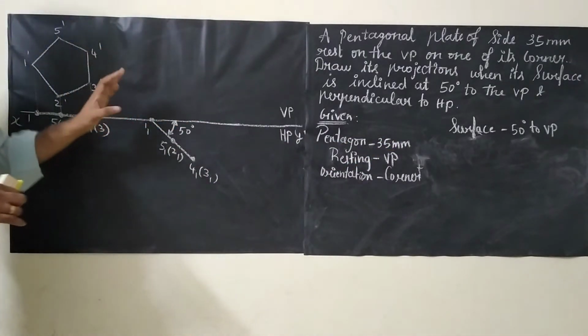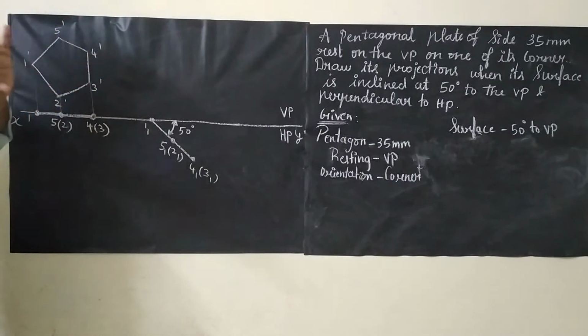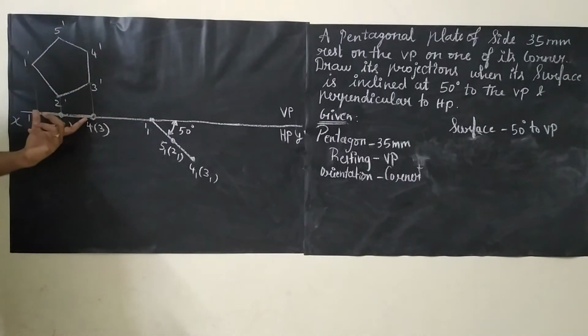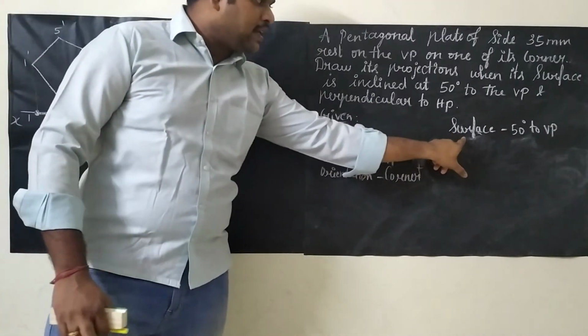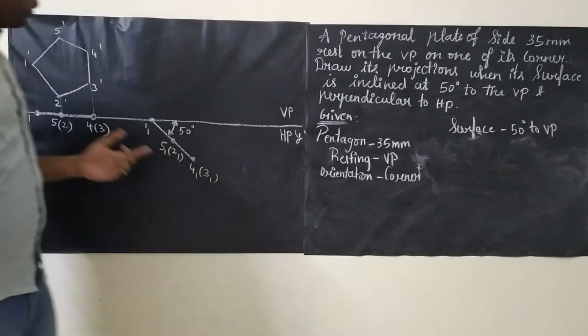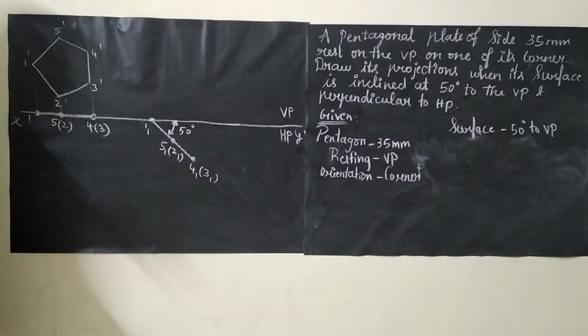Okay, surface inclination. The second diagram is the surface inclination. What we are going to do is incline this line, the surface, by 50 degrees. See here, the surface is inclined 50 degrees to VP. So we know very well, just measure this. Take your scale and measure this distance. You will be having some distance.